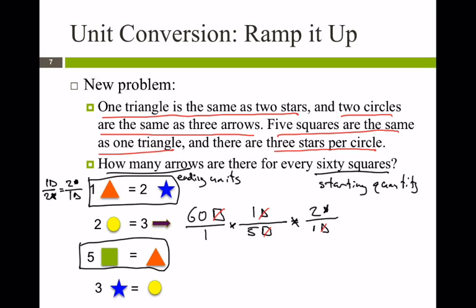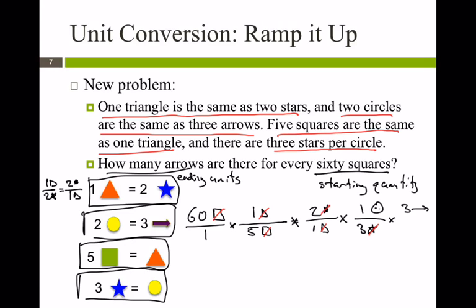And then we need to go from stars to get closer to arrows. To get from stars, convert to something else, it looks like we have to find the number of circles. So we have 1 circle over 3 stars. So now we know that for every 3 of these stars, we know how many circles there are. And then finally, it looks like we have a direct conversion between circles and arrows. So we have 3 arrows for every 2 circles.